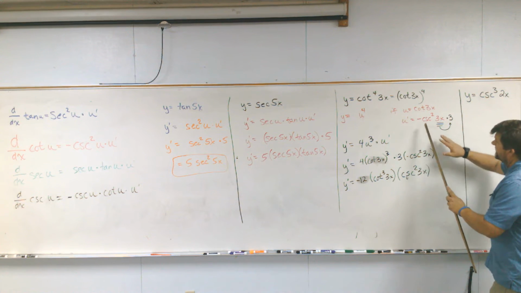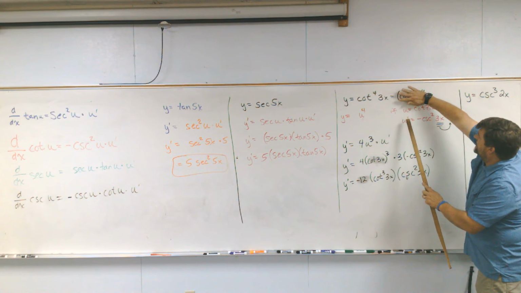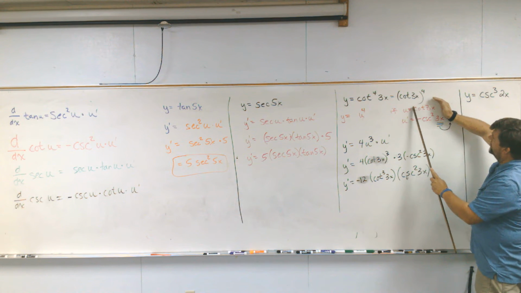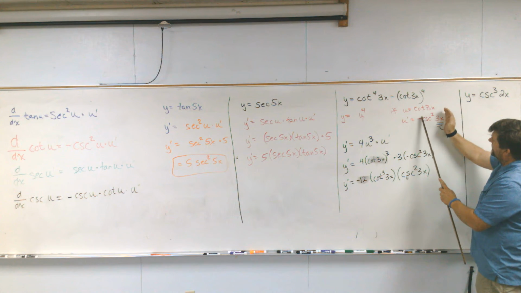So, look, we made u right here. We have u, so we have the derivative of the whole thing, which is cosecant squared, right here.